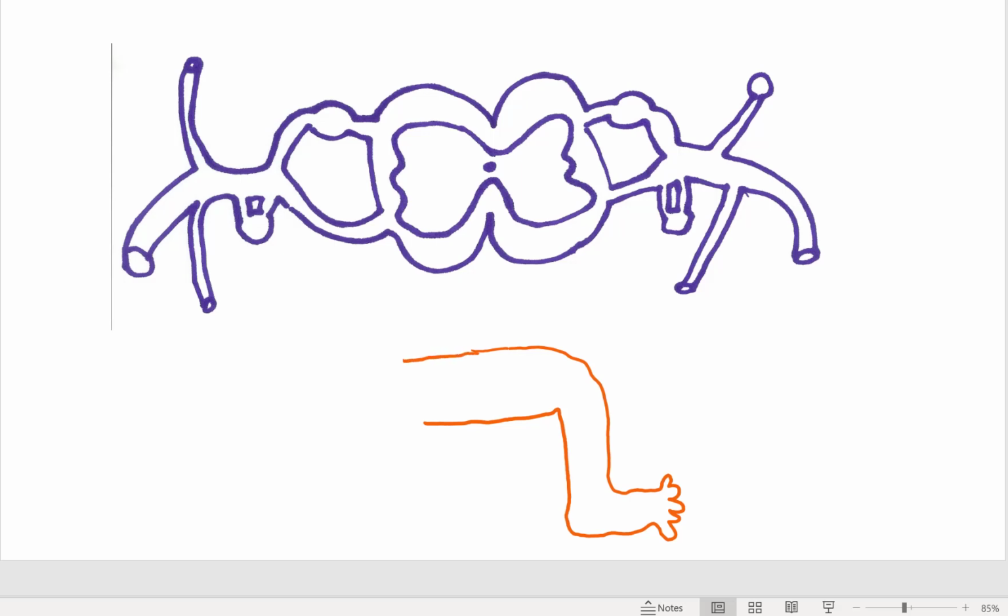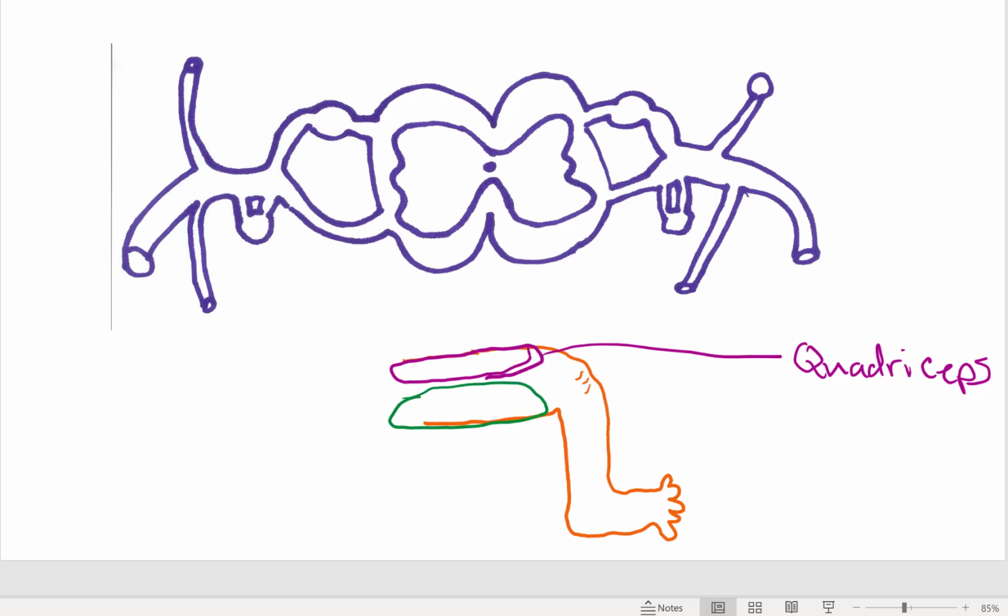And their thigh. So here's their kneecap and a very sad, poorly drawn foot. I'll remind you that the muscle group on the anterior side would extend your lower leg, and those are your quadriceps muscle groups. On the posterior side, we have the hamstring muscle group, which would flex your lower leg.